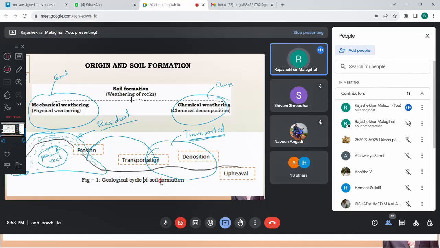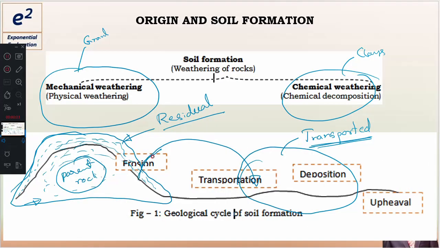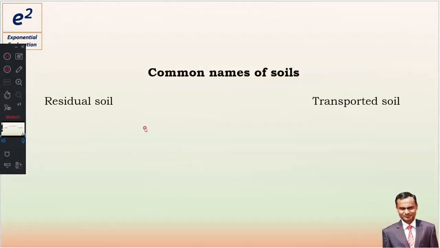Hope you don't have any doubts. We'll move ahead. Then I will show you the different names given to the soil based on classification. These names are given based on the formation of soil. Classification is a different chapter that we will cover tomorrow. Today, common names of the soil.